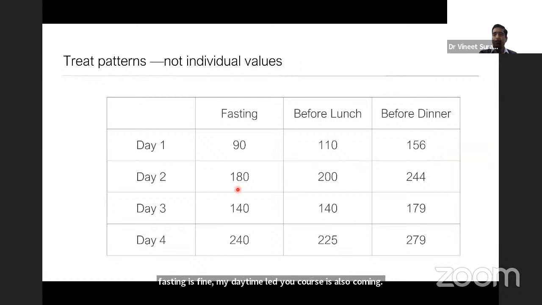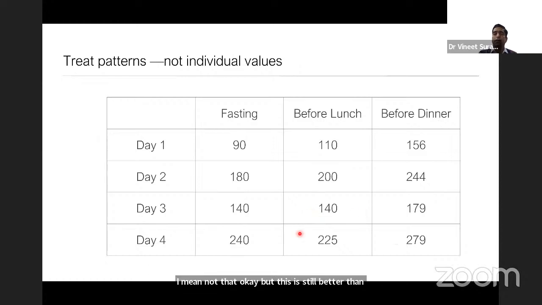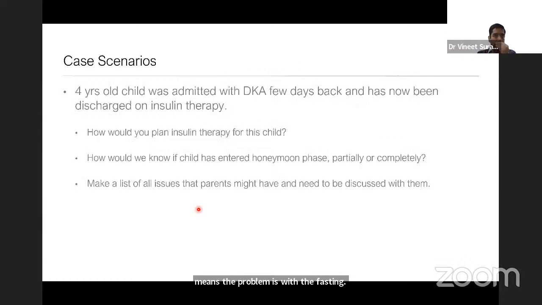But if my fasting is bad, then you will see that my daytime is increasing. Same way here again on day 3, if you see my fasting is okay, I mean, not that okay, but this is still better than 180, then my blood glucose is slightly better, but not as good as day 1. And if my fasting is worse than my whole day, that means the problem is with the fasting blood glucose. Your basal is not yet set, and probably then all will fall into the range.